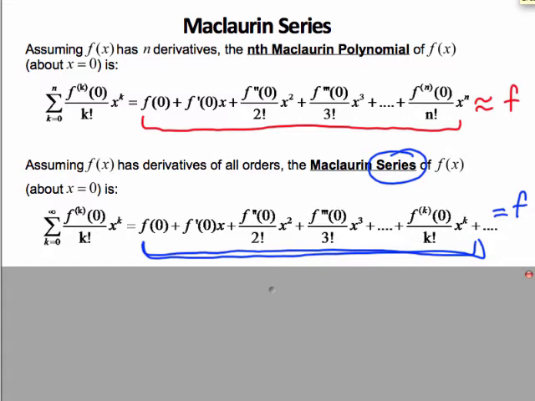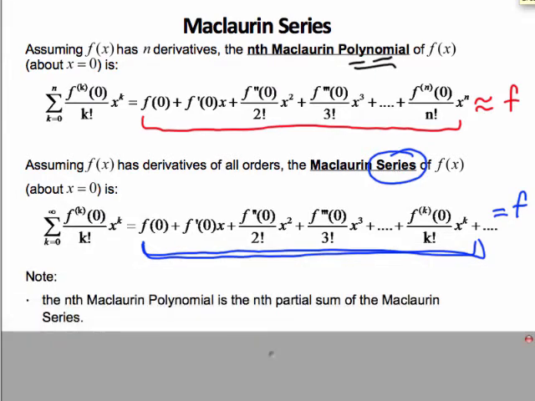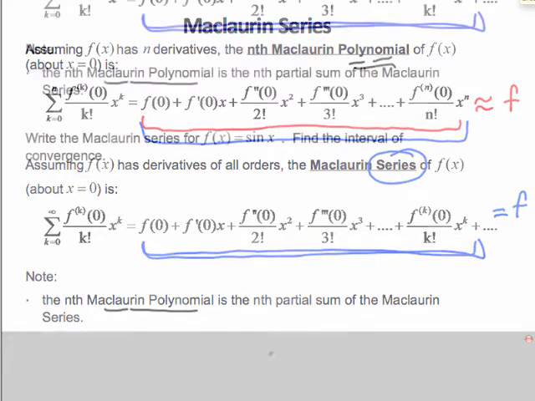And the convergence of this series, because it's a series involving x where x can vary, will depend on the values of x. So the Maclaurin polynomial has a finite number of terms, n terms. The Maclaurin series just takes that pattern to infinity. And so the Maclaurin polynomial can be thought of as the nth partial sum of the series. The polynomial is the partial sum of the corresponding series.